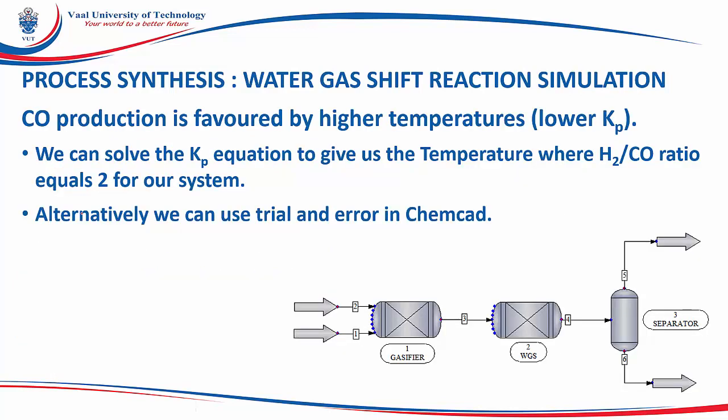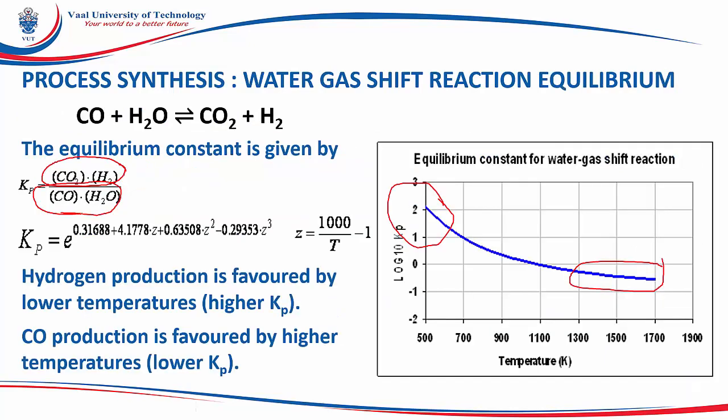Carbon monoxide production is favored by high temperature, as we have stated. And remember, we are aiming to produce carbon monoxide. That's our direction of the water gas shift reaction that we are looking at. What we can do is solve the Kp equation to give us the molar ratio of 2. We know that Kp is a function of temperature, and we equate it to the molar ratios that we are targeting, and then you can solve for temperature. But solving for temperature from this expression becomes a little bit tedious. You may have to use trial and error. You may try to do it in Excel, but most of the solvers will struggle with the solution.